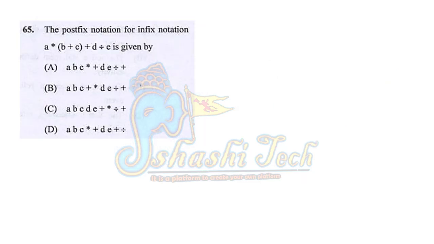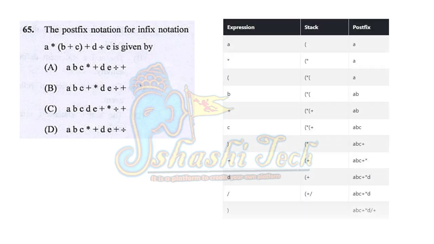Let us go to question number 65. The postfix notation of the infix notation A star B plus C plus D divided by E is given by... Here the postfix expression of the infix notation is ABC plus star D divided by plus. Then option B is the correct answer.